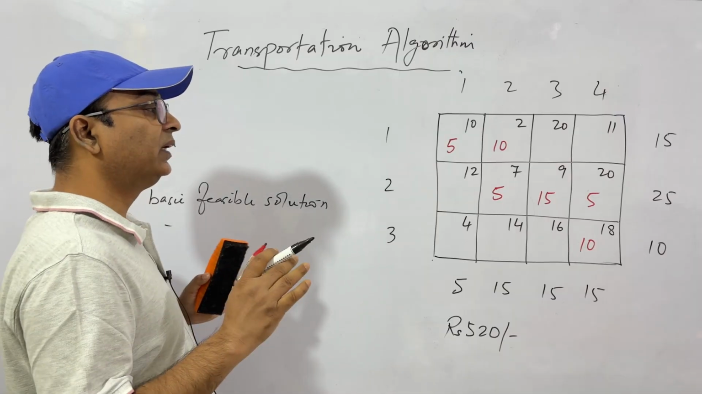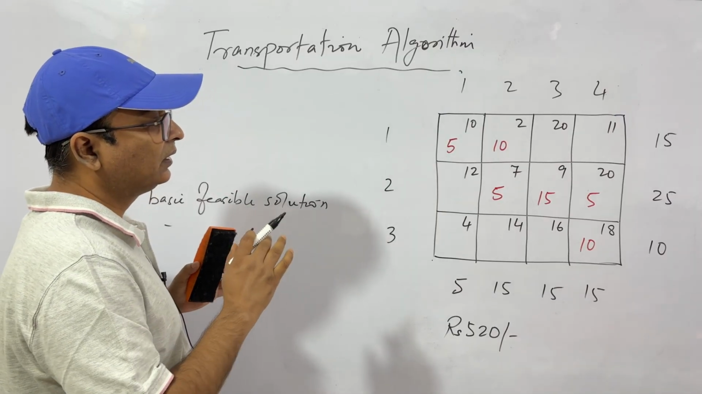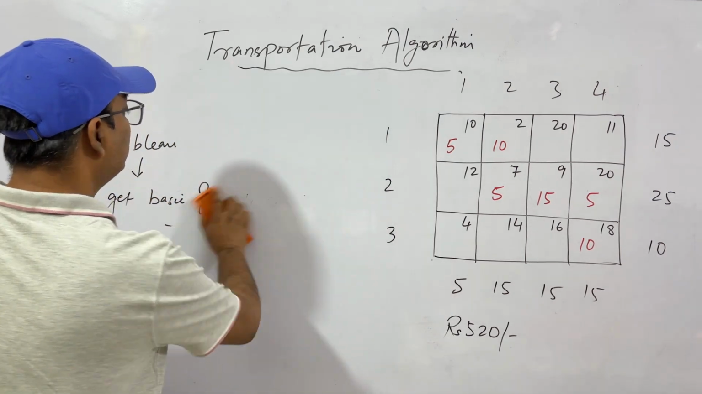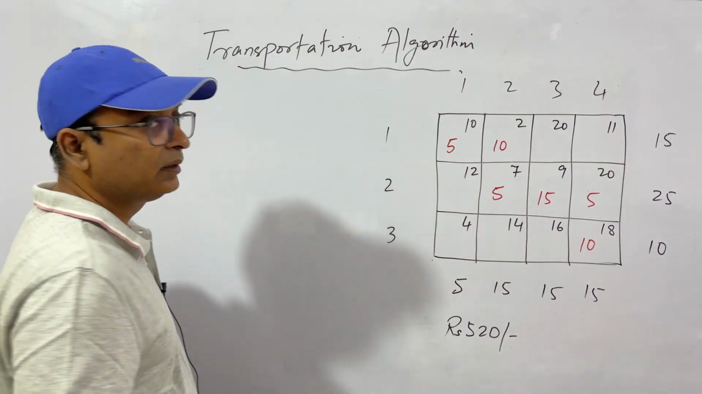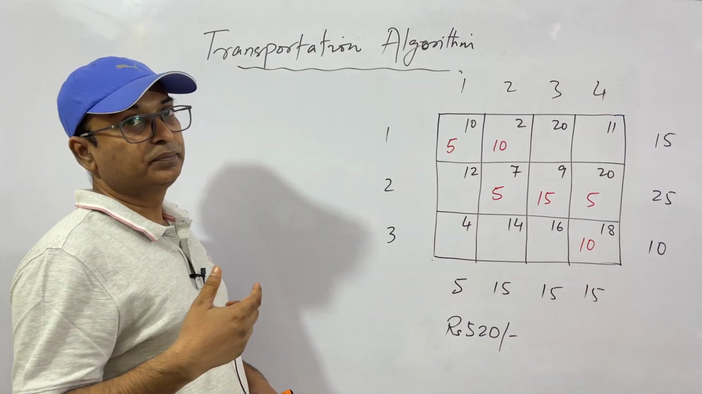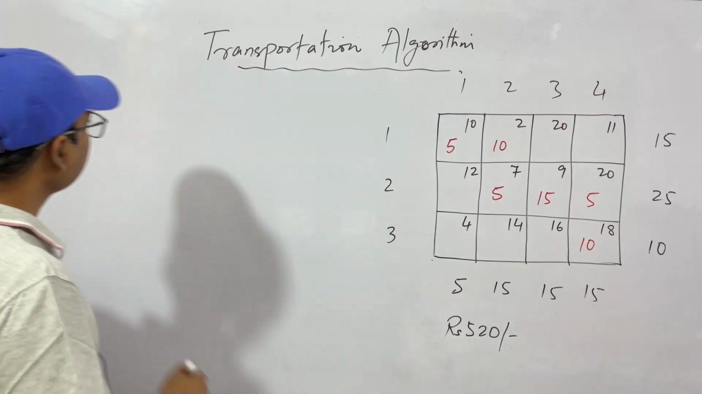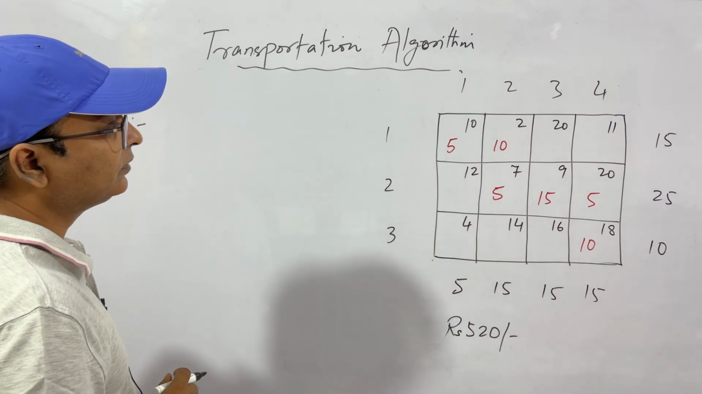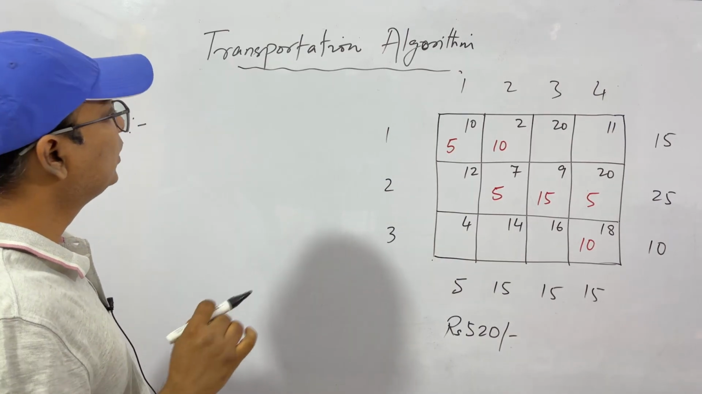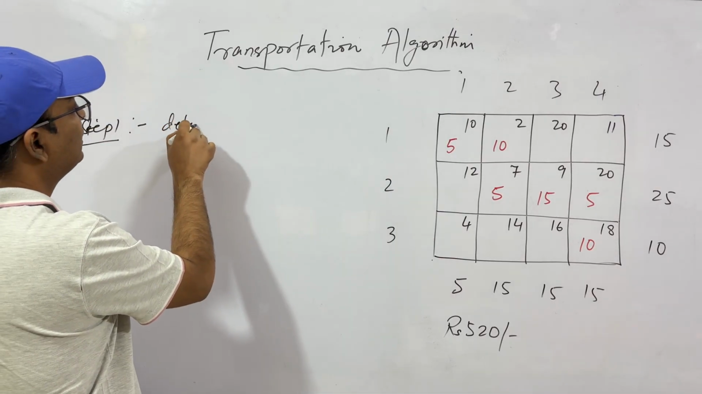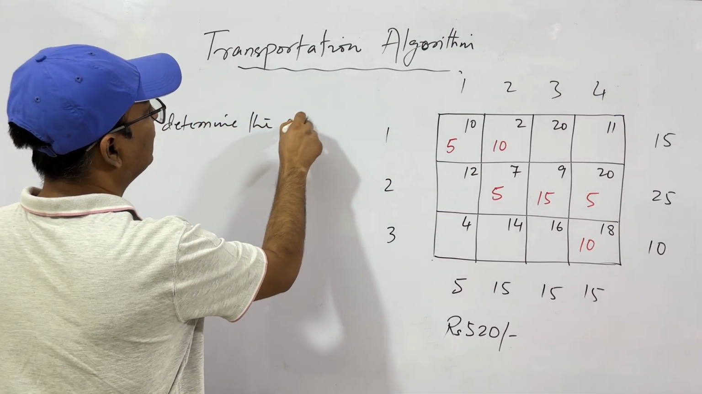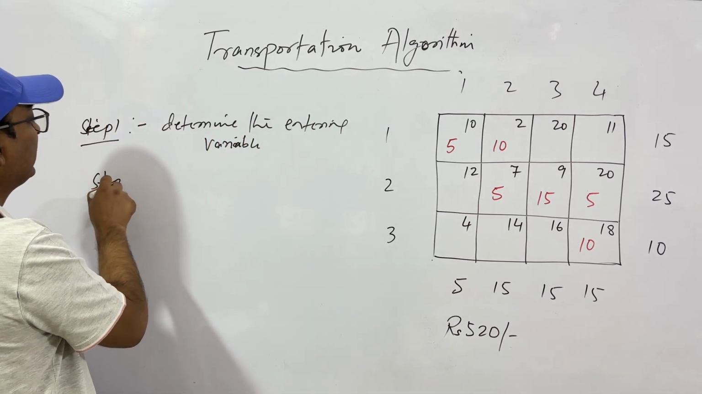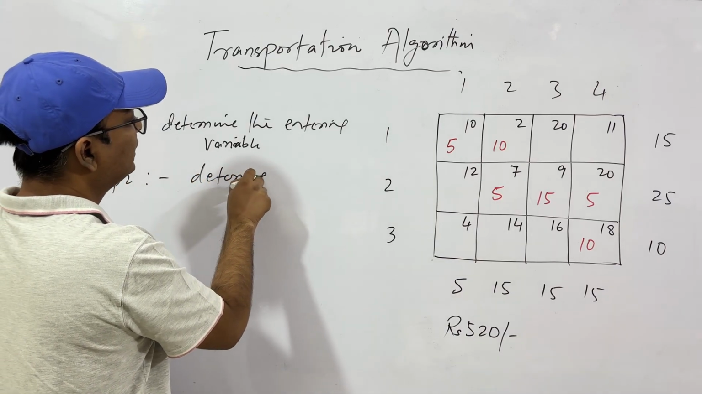So up till this point, we are very clear. We have learned this, we have seen this, we have evaluated this. What we will learn now, the next and final part, is how to find the minimum cost. There we use an iterative algorithm, that is the transportation algorithm. What do we do? The first step is, using the basic feasible solution we have obtained, the basic variables, we'll determine the entering variable, and the second step is we'll determine the leaving variable.